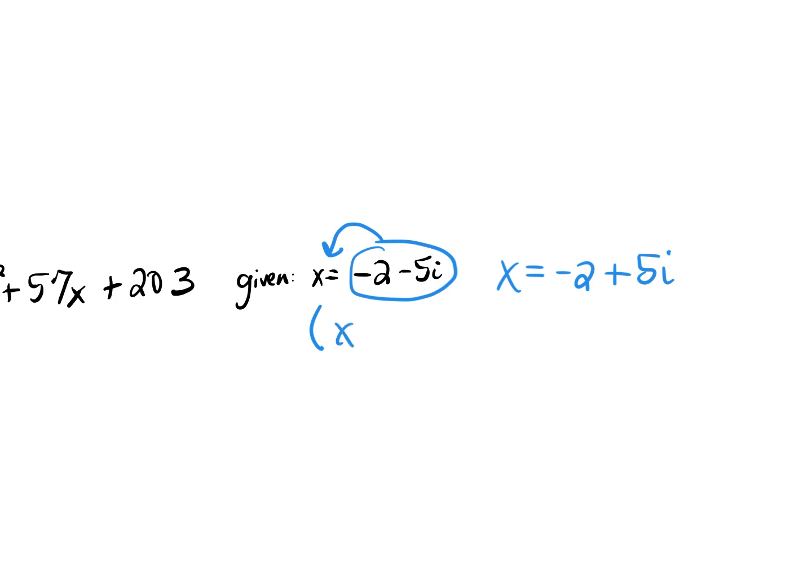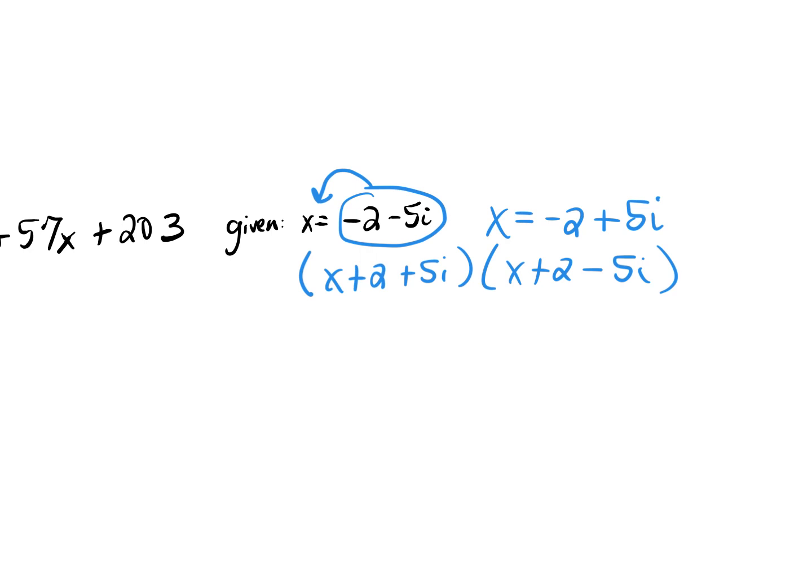Positive. So this would be x plus 2 plus 5i. What's the other one? x plus 2 minus 5i. That first sign stays the same. The second sign will change.